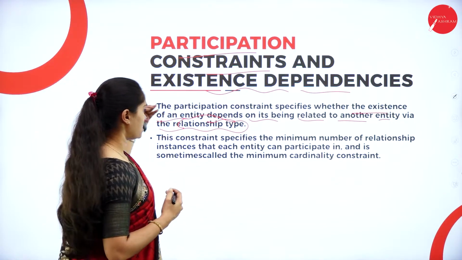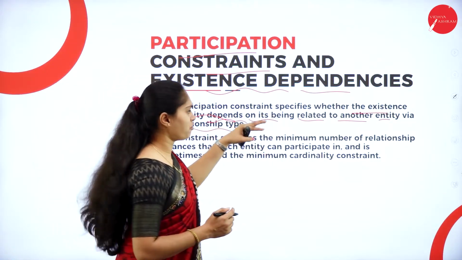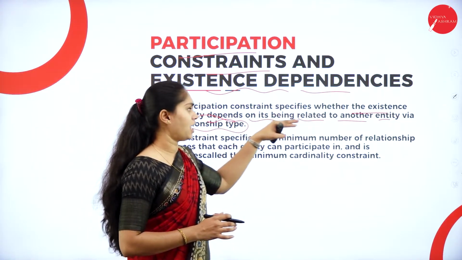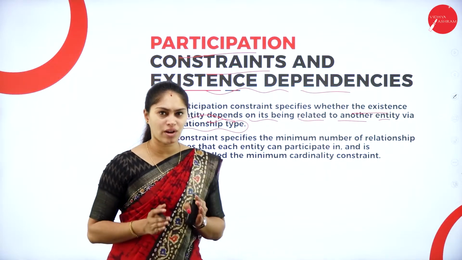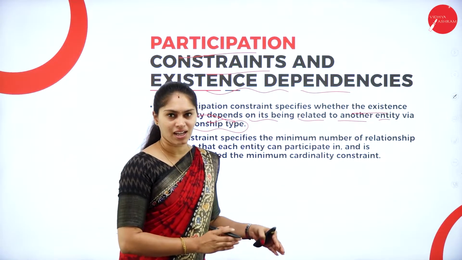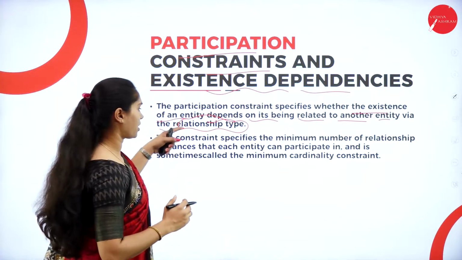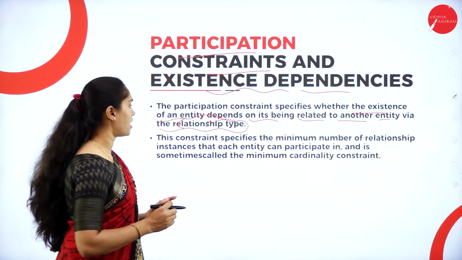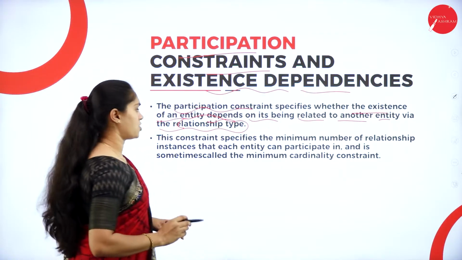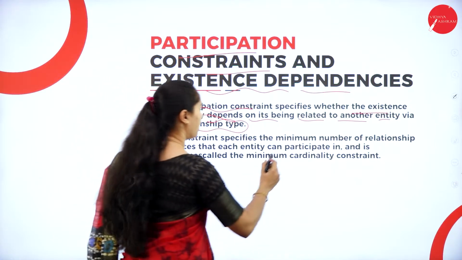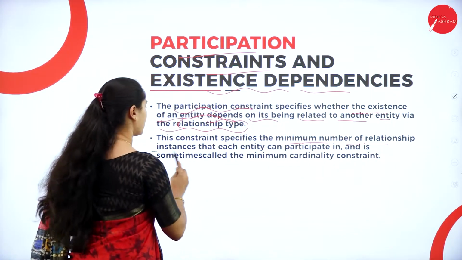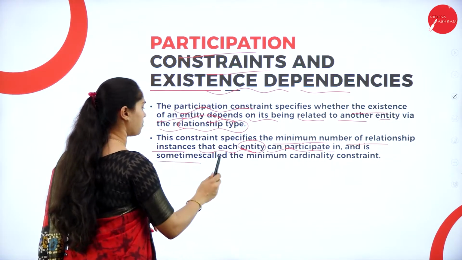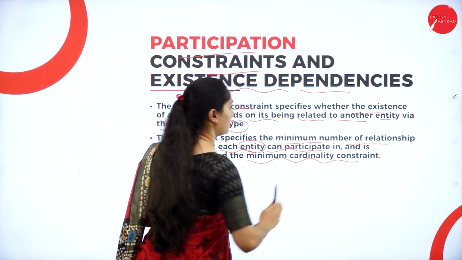That is the participation constraint, which specifies whether the existence of an entity depends on being related to another entity. Does the student rely on this teacher for a particular type of subject? You can consider that as a relationship type. So that constraint is considered the participation constraint, and it specifies the minimum number of relationship instances that each entity can participate in, and it is sometimes called the minimum cardinality constraint.